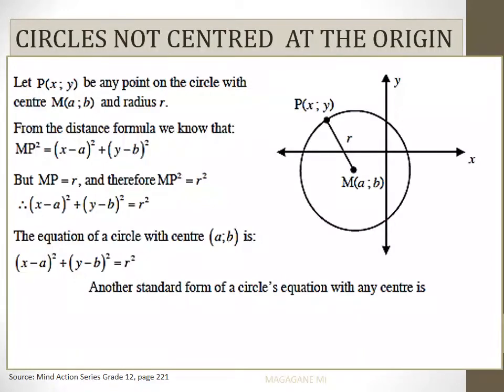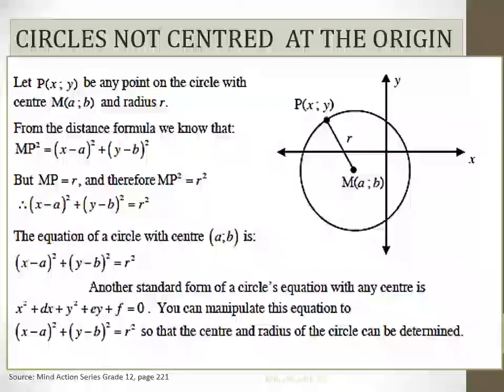Now we can expand this equation, x minus a all squared plus y minus b all squared equals r squared, and it will give us an equation of the form x squared plus dx plus y squared plus ey plus f equals 0. And we can also manipulate this type of equation to get the equation x minus a squared plus y minus b squared equals r squared, so that we can have it in the form of a center and a radius.